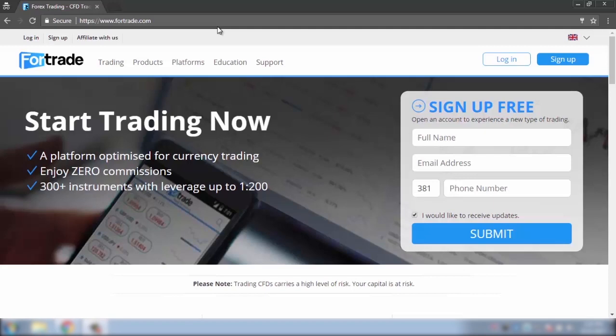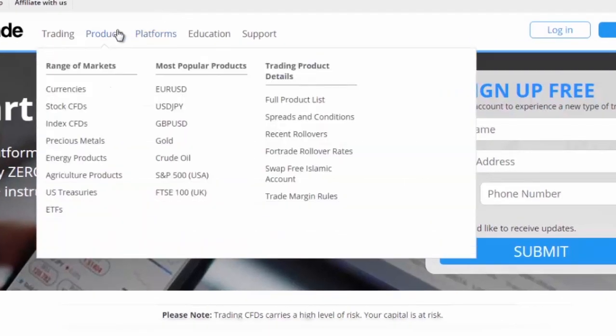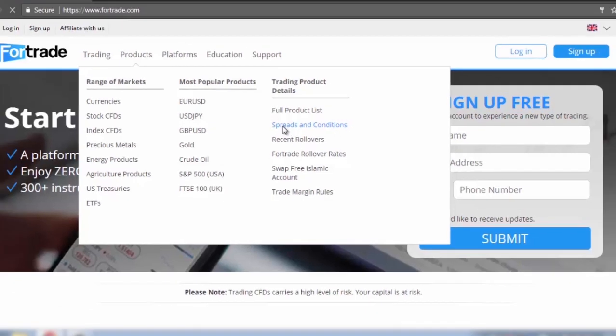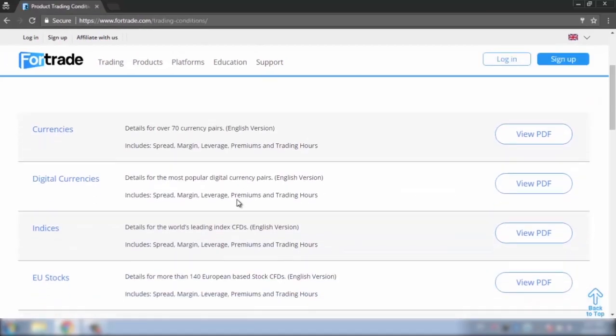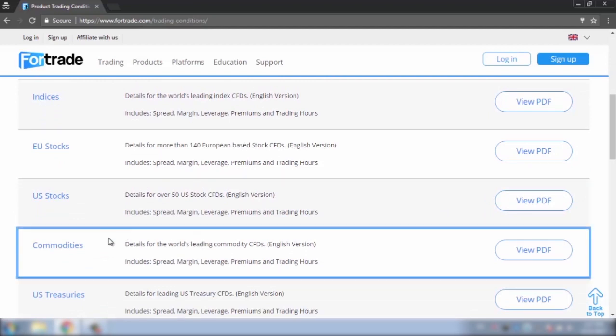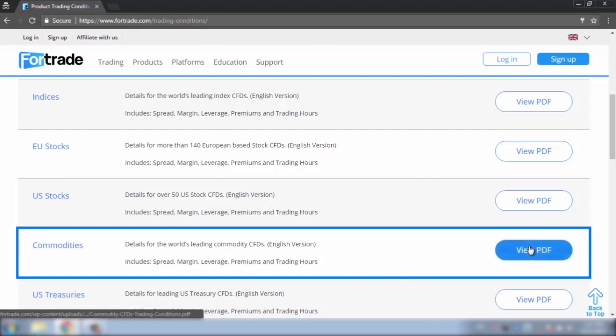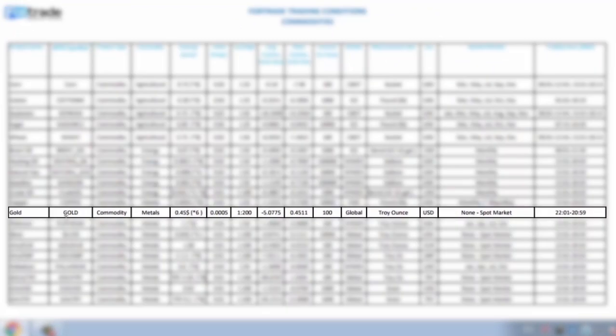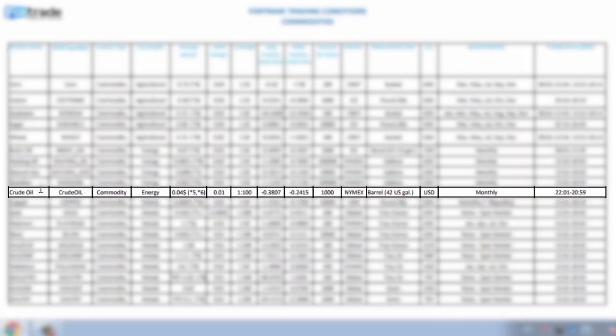You can see our maximum rates of leverage for each instrument on the Fortrade website, by clicking on Products, and then going to Spreads and Conditions. If you want to see the leverage for gold, for example, go to Commodities, and then click on View PDF. You can see here that the maximum leverage for gold is 1-200. Crude oil, on the other hand, has a maximum leverage of 1-100.